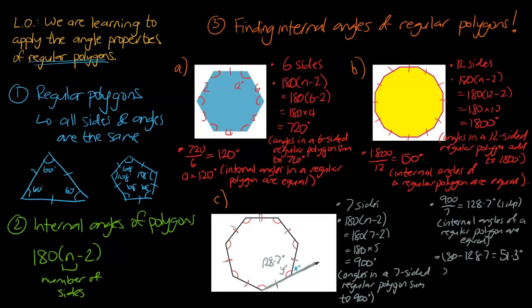So x is equal to 51.3. Don't forget that's affected by the 1 dp rounding before. And finally, I can state my reasoning. Angles on a straight line, hopefully you remember this, sum to 180 degrees.